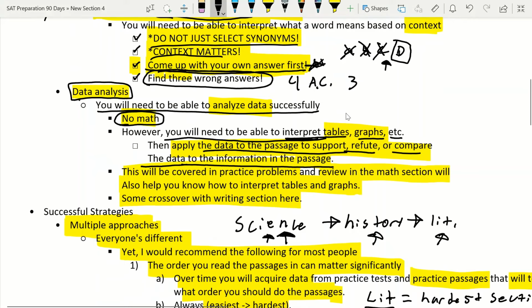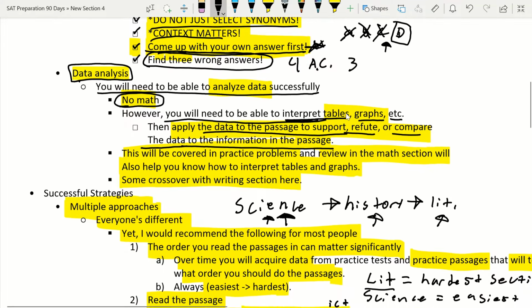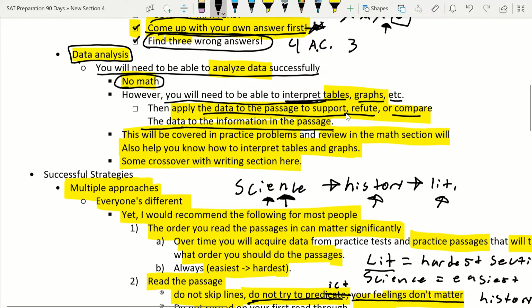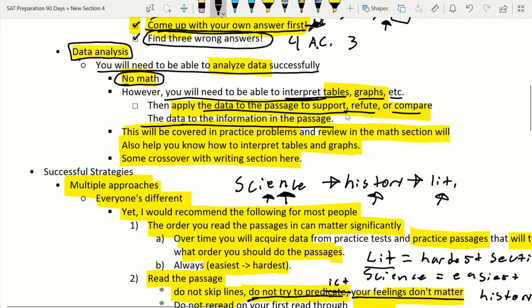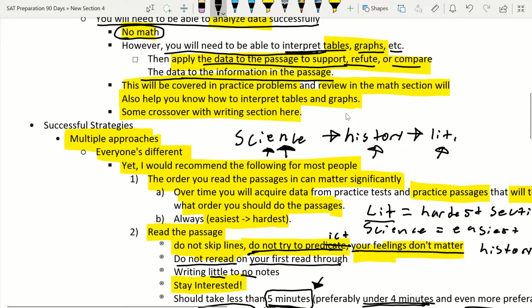All right, so we talked about data analysis, how you're not going to have to do math, but you will have to apply information from tables and graphs and diagrams to the passage and its content. So this will be covered in practice problems, and we'll also review the math section with tables and graphs. That will also help you. And there's some crossover with the writing section, in that each of them will have tables and graphs that you have to be able to apply to passages.